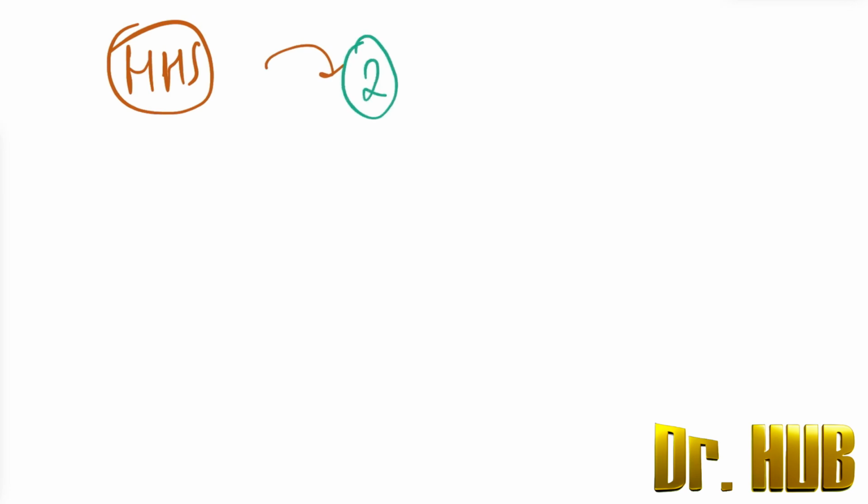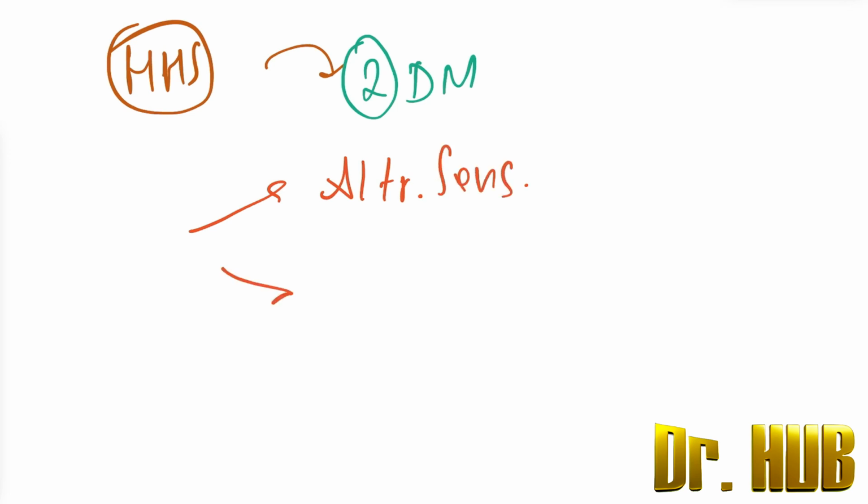Next, moving on, let's look at the HHS. HHS stands for the hyperglycemic hyperosmolar state. So here DKA was type 1, here it is going to be type 2 diabetes mellitus. And what are the features? It is altered sensorium as well as the presence of coma.